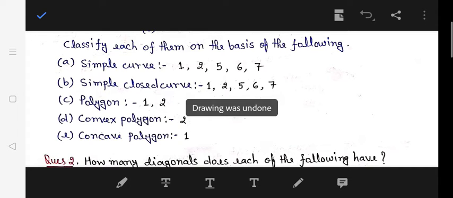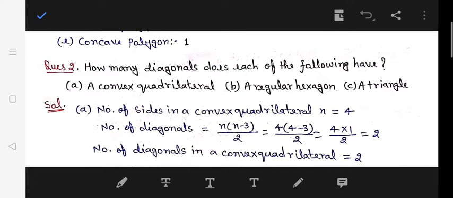So students, here I have classified each and every diagram, what type of diagram these are. So you need to go through the previous video where I defined each and every term, and after that you will be able to recognize each and every diagram. Now question number two. How many diagonals does each of the following have? A convex quadrilateral, a regular hexagon, a triangle. So you need to find the number of diagonals in each.